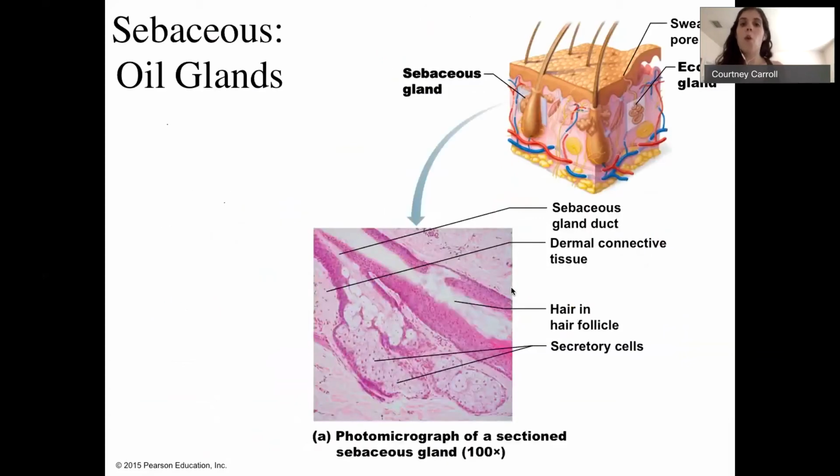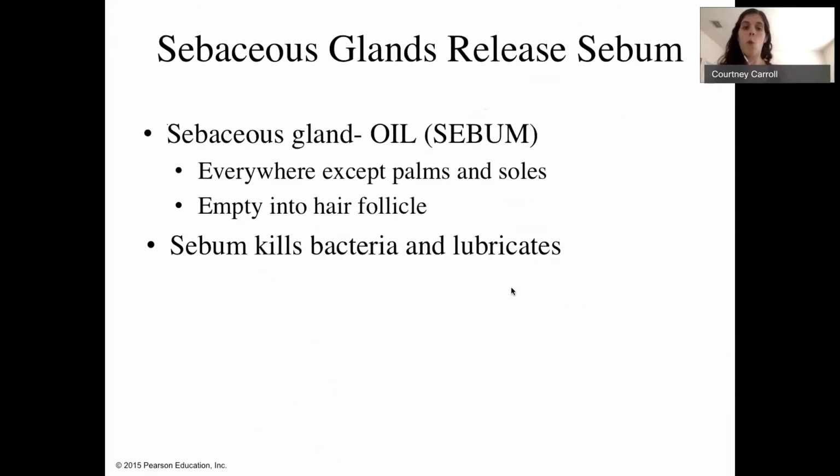Sebaceous glands are oil glands. These are going to release oil or sebum, and these are everywhere except for your palms and your soles. These empty into a hair follicle and work to kill bacteria and lubricate your skin. If you get too much, however, that's how acne can form, an overproduction of sebum.